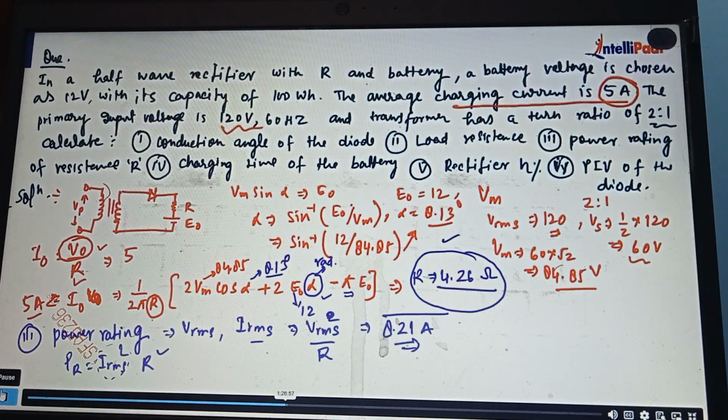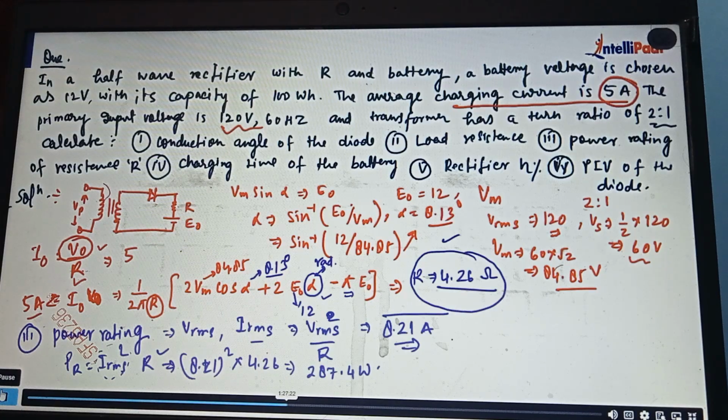Once you got this IRMS, you can calculate 8.21 square multiplied by R. What is the value of R? 4.26. So what is the power rating of this resistance? 287.4 watt.